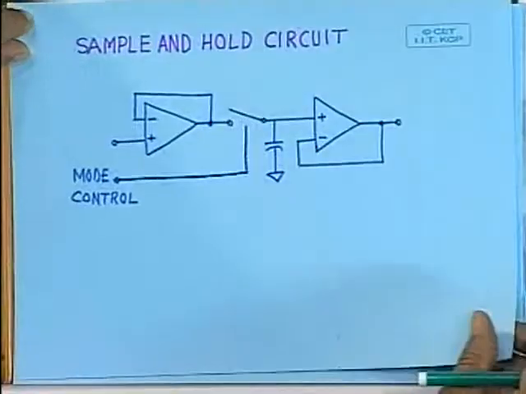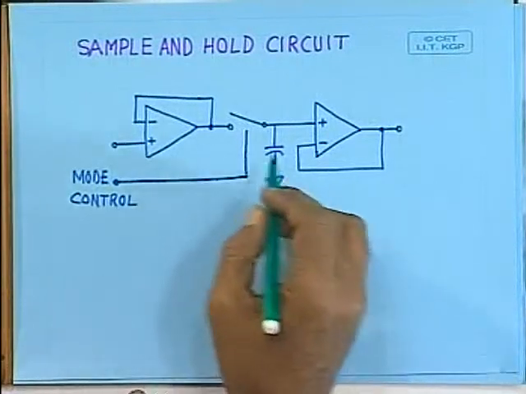So we have discussed different types of analog to digital converters, but whenever you perform analog to digital conversion, the input of the analog to digital converter may not be very stable. It may be fast changing. In such a case, what will happen? The accuracy of the analog to digital conversion will not be good. So in such a case, we have to use one circuitry known as sample and hold.